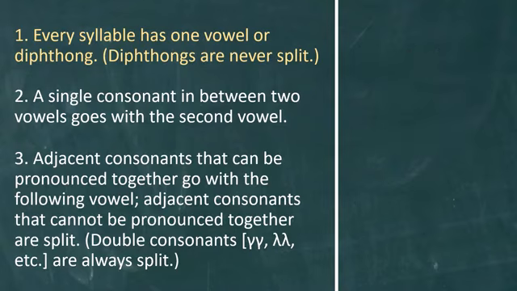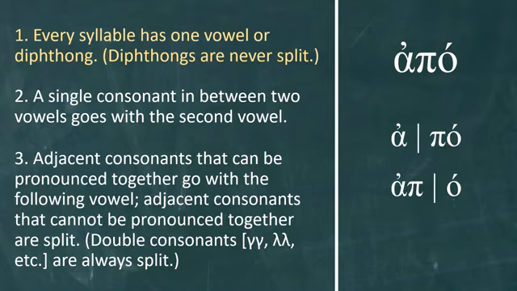Now consider the word apa. Here we have 2 vowels, alpha and omicron, but notice that there are 2 ways that this word can be divided to satisfy the first rule. Which of these is correct? In order to answer that question, we have to consider our second rule.